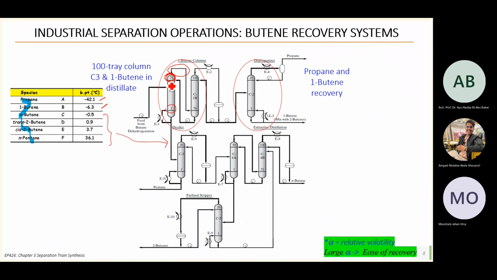Now moving forward, we focus on the distillate first, which is C3 and 1-butene. So C3 and 1-butene enter the next column, 76 degrees C and 150 degrees C. Now it's between propane and 1-butene only. So here, what do you think will be the top product? Propane. This one will be 1-butene.